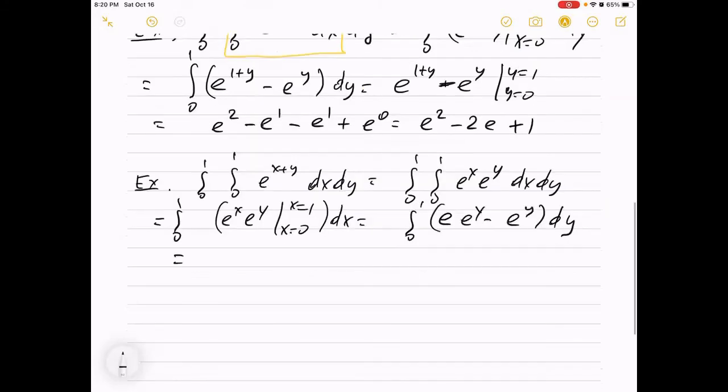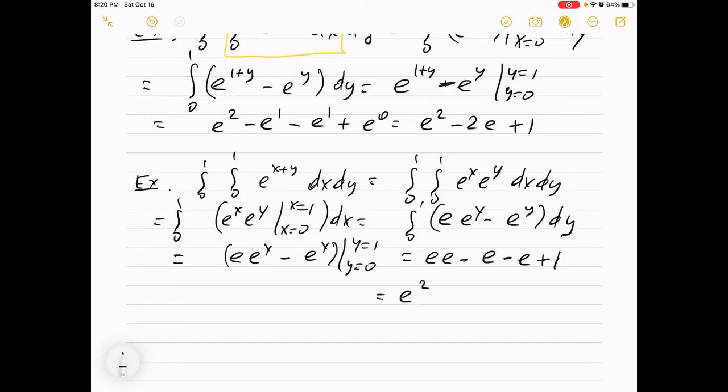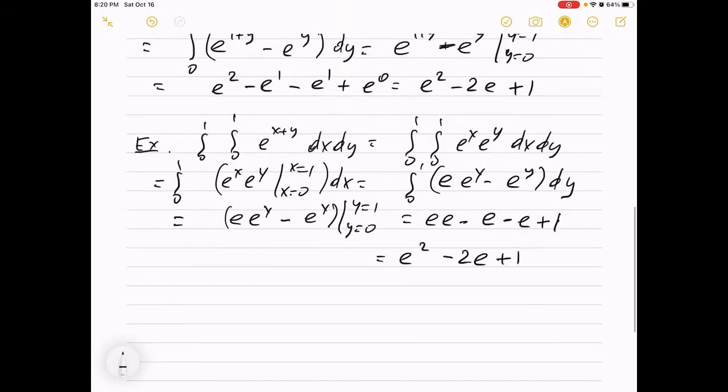So we get e to y as the antiderivative of the first expression, minus e to y, the antiderivative of the second expression, where y is changing from 0 to 1. So we get e times e minus e minus e plus e to the 0, which is 1. So we get e squared minus 2e plus 1, exactly the same expression as we got just a few seconds ago.